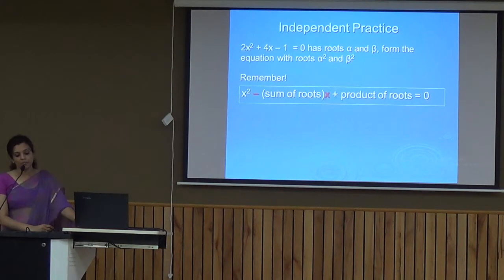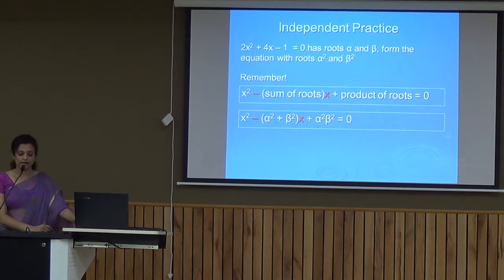Independent practice. 2x square plus 4x minus 1 equal to 0 has roots alpha and beta. Form the equation with roots alpha square and beta square. And remember, x square minus sum of roots into x plus product of roots is equal to 0.